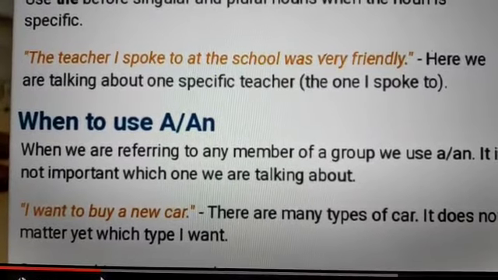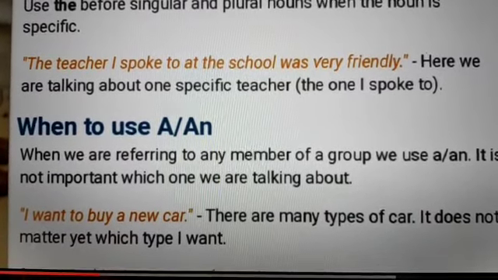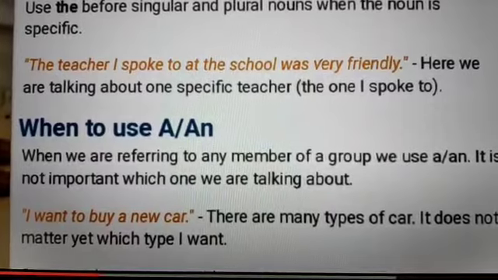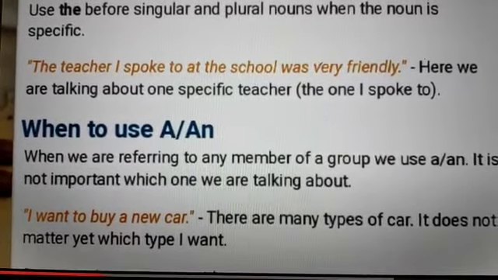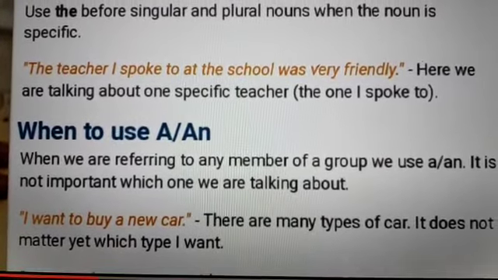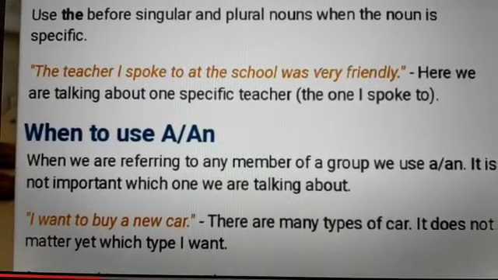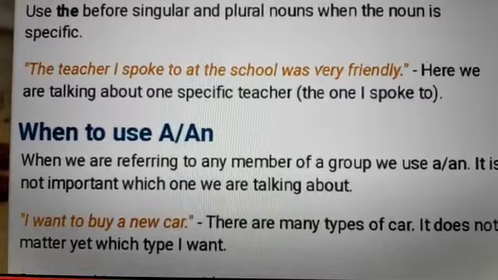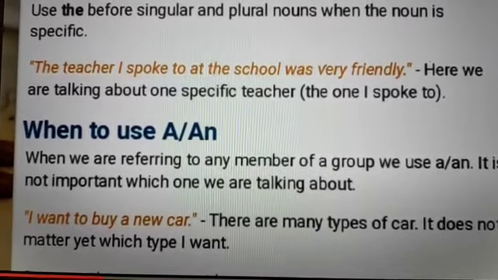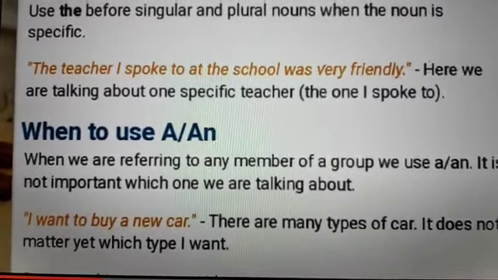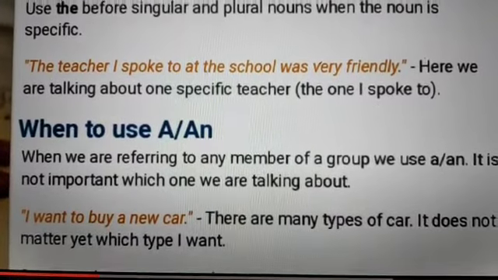For example, I want to buy a new car. So there are many types of car. It doesn't matter which type I want. I want to buy a new car means any type of car I want to buy. So here we are not specifically talking about any brand or any type of car, but about a new car.